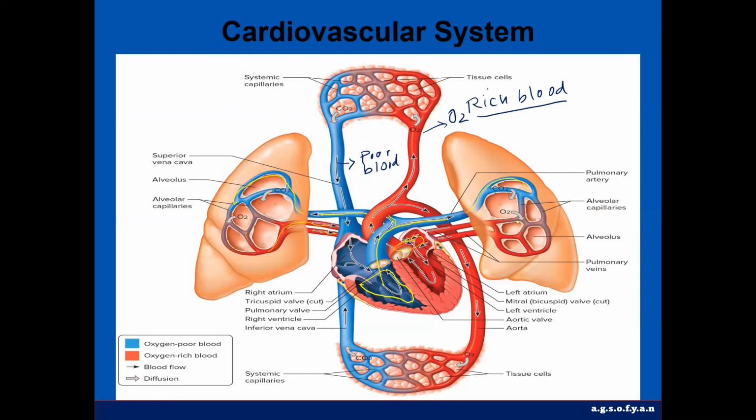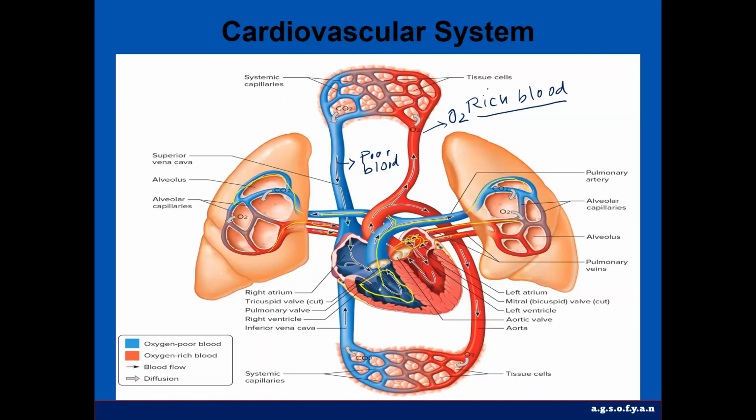The same thing from the left lung also goes to the left side of the heart. This is what we call the left atrium. This is the chamber of the heart that receives the blood from the lung, and the blood is going to be rich blood. It has a lot of oxygen. Okay, so this is what we call the pulmonary circulation.